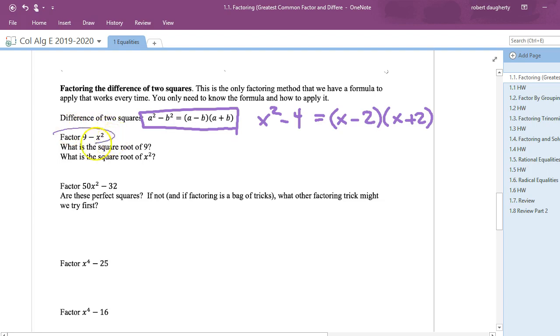So when I see something like 9 minus x squared, are both of those perfect squares? Yes, the square root of 9 is 3. The square root of x squared is x. So 9 minus x squared, difference of squares, that's 3 minus x, 3 plus x, okay?